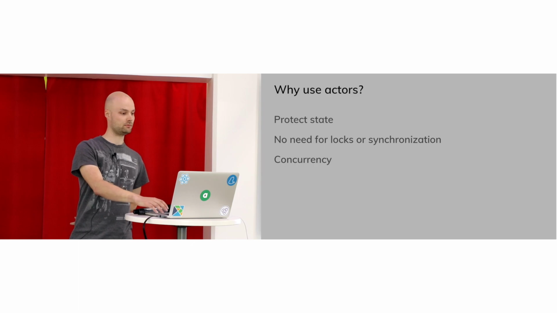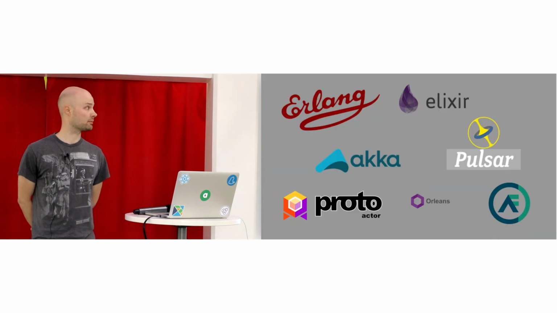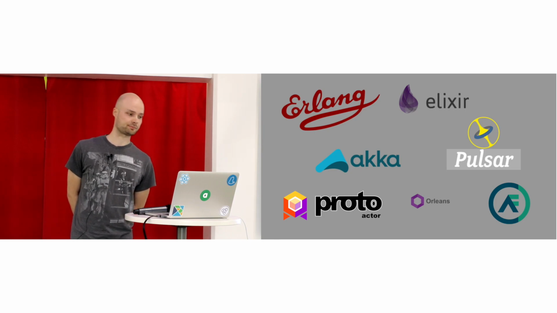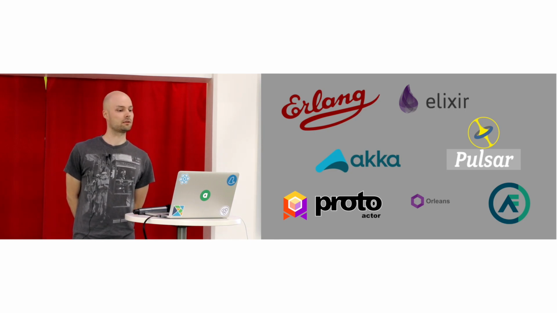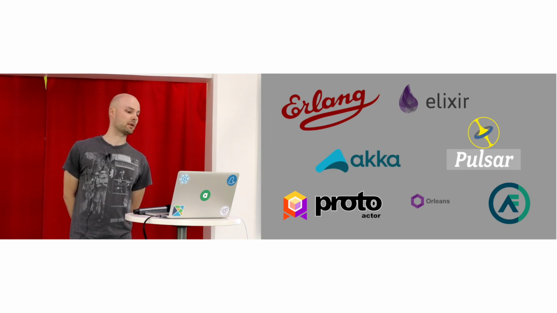So some implementations, probably currently the most famous one, Erlang. Then Elixir, which we'll take a look at in a bit. Then some libraries and frameworks for other programming languages: Akka for JVM languages, C#, the Proto framework for Go, and so on.